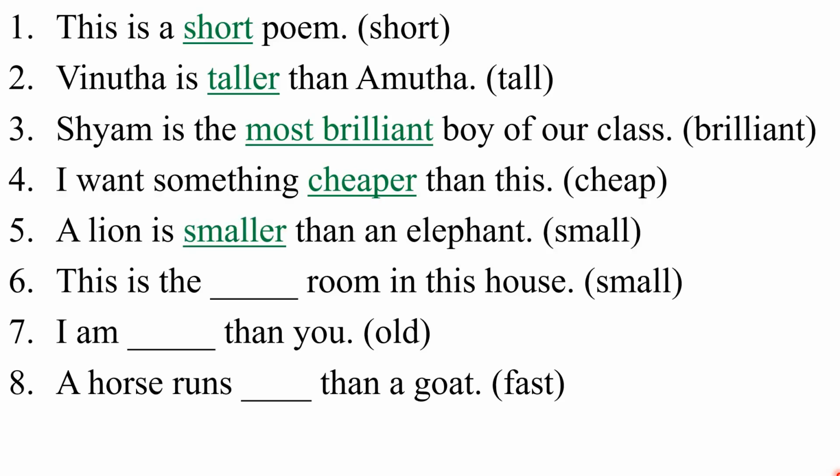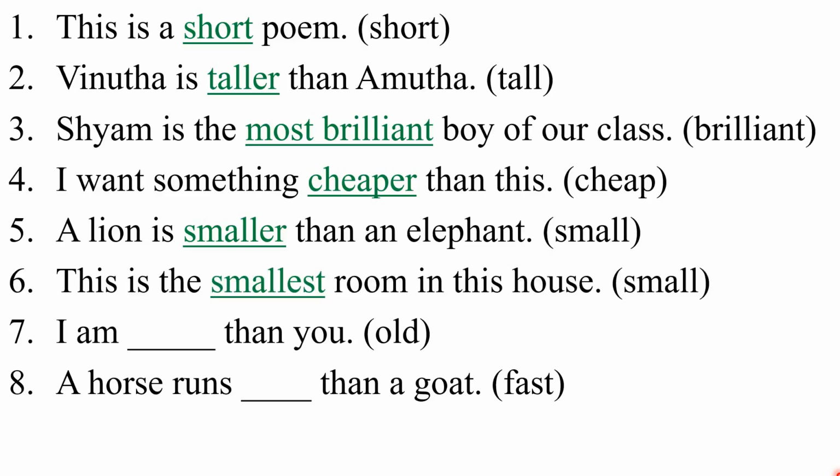Next is this is the dash room in this house, and the adjective is small. House में जितने भी रूम हैं ये उनमें से small है, सबसे small है. So this room is compared to all the rooms. तो यहाँ हम superlative degree का use करेंगे, which will be smallest.